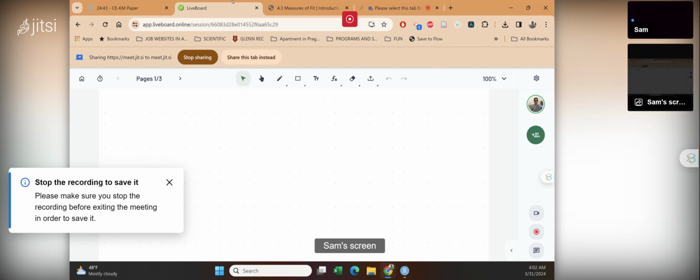Hello everyone. So let's start this session that is preparation for the midterm exam. There might be some questions that we could not discuss thoroughly. So I give one example.